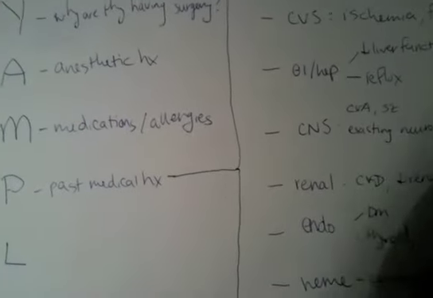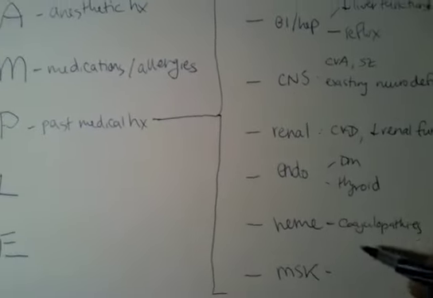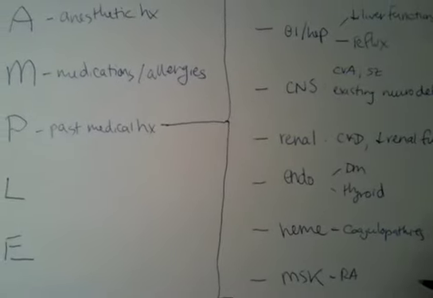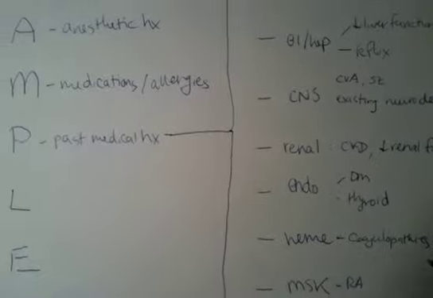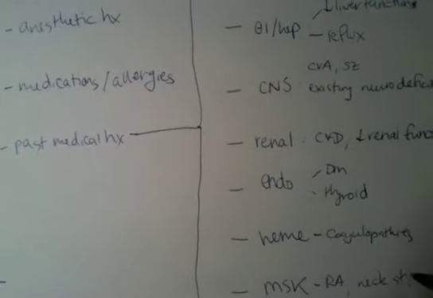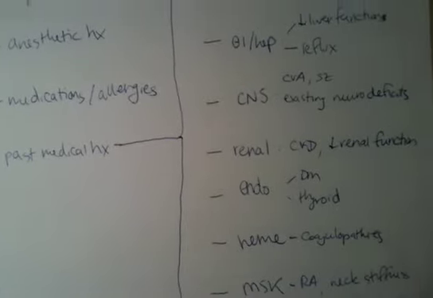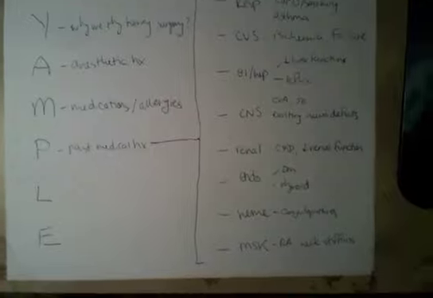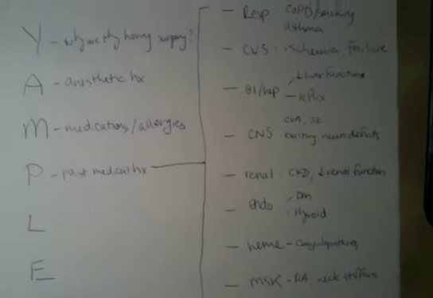And from an MSK perspective, you want to know if there's any history of rheumatoid arthritis, because that can affect our manipulation of the neck for airway management purposes, or just any unusual neck stiffness is important to know about as well. So that's a quick screen of the past medical history.